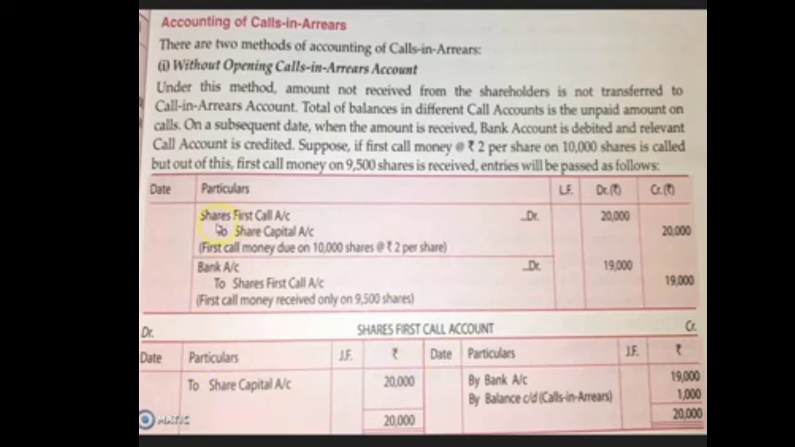In your first journal entry, the share first call account is debited. So on the debit side of the share first call account, you write to share capital account 20,000. In the second journal entry, the share first call account is credited, so on the credit side you write by bank account 19,000. Then when you close this account, the difference between these two is the balance carried down, that is the calls in arrears, 1,000. I hope this is clear to you.